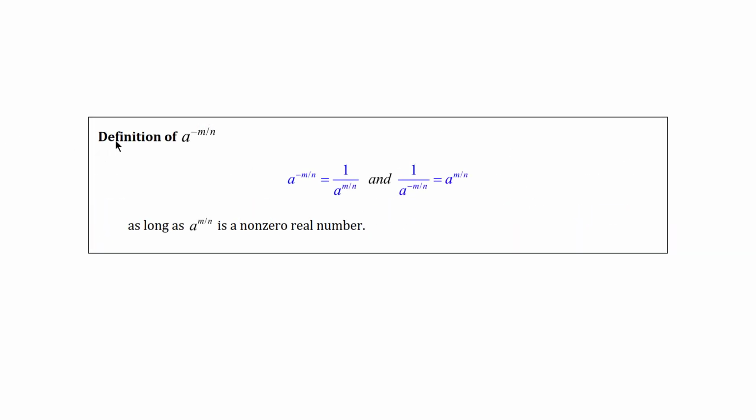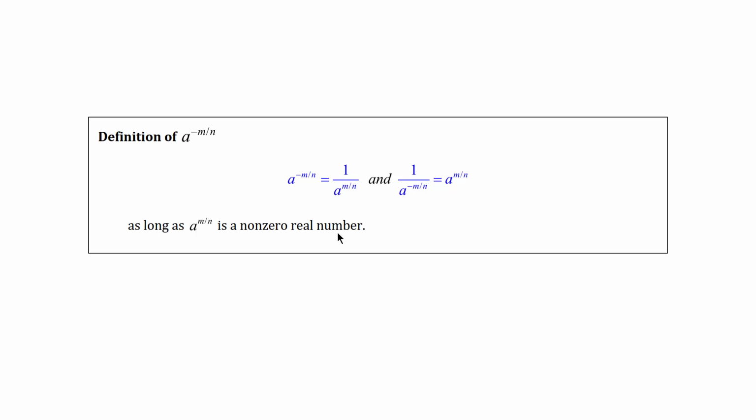Next, we're going to go over the definition of a negative rational exponent in the form a to the negative m over n power. We have a to the negative m over n power is equal to 1 over a to the m over n power. We also have 1 over a to the negative m over n power is equal to a to the m over n power, as long as a to the m over n is a non-zero real number.